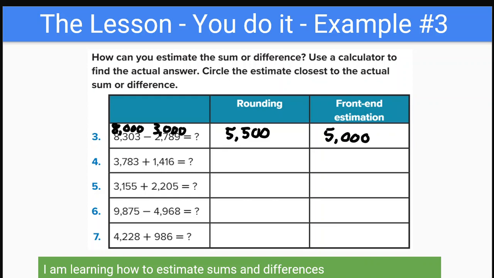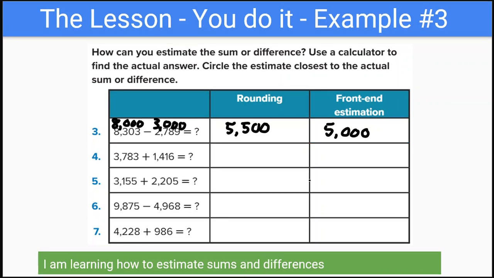Okay, well, let's take a look at what the actual answer was: 5,514. And so, yeah, the rounding wins most of the time. It takes more work, but it's more accurate. Front-end estimation is easier. It's less accurate, but you can get it done faster. Okay, kids, right now you're learning how to estimate sums and differences.